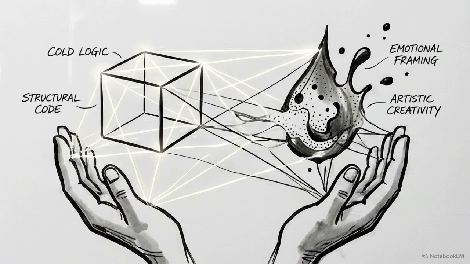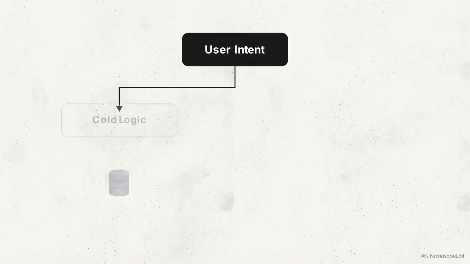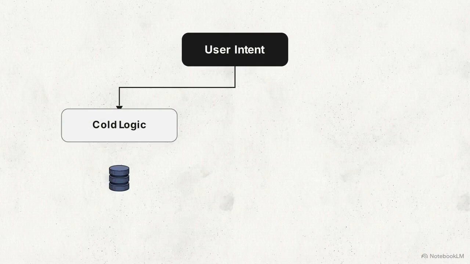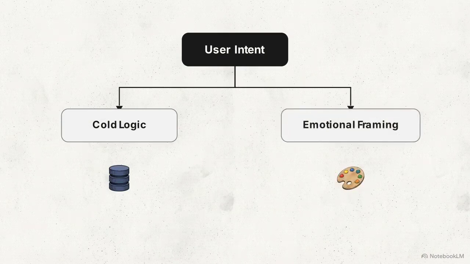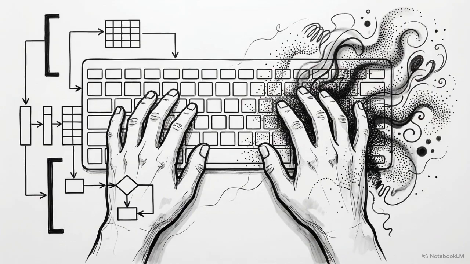It is the continuous management of context, knowing exactly when to apply cold logic to fence the machine in, and when to leverage emotional framing to guide its creativity. Power over AI now rests with those who treat prompting as a rigorous, deliberate, and bilingual discipline.